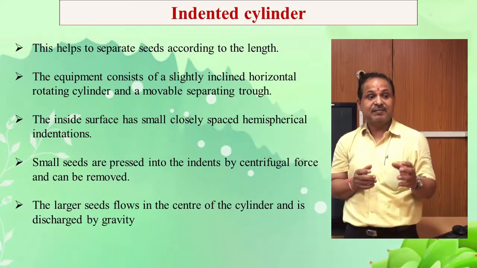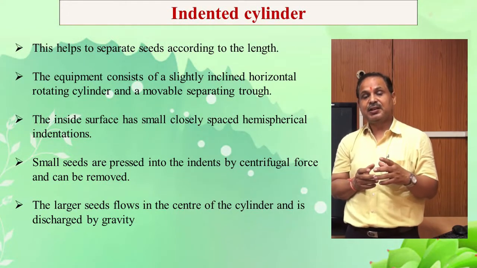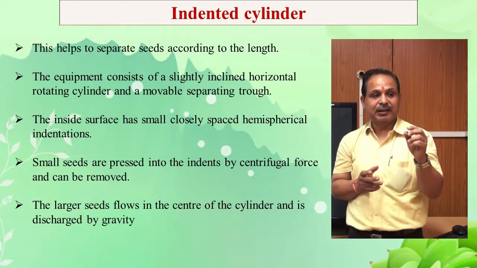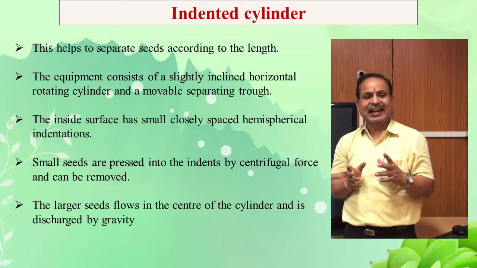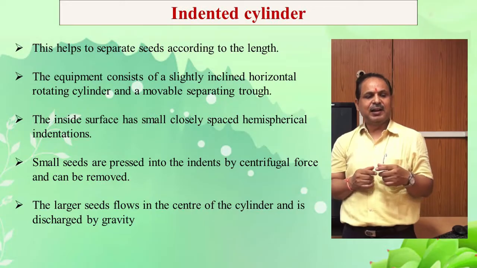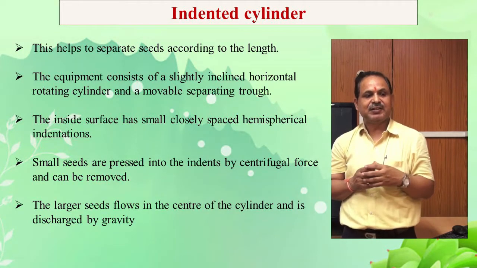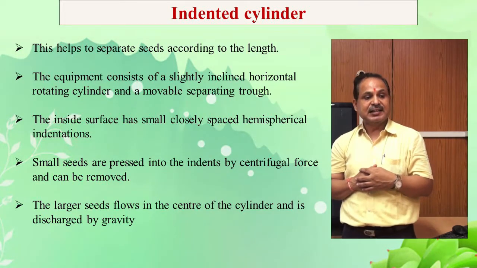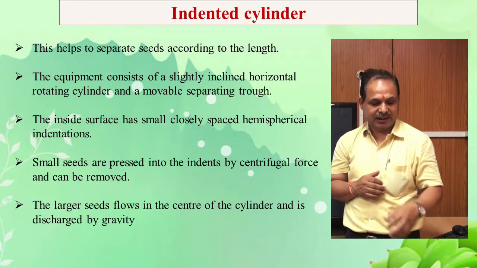Indented cylinder. This helps to separate the seeds according to length. If we separate the seeds as per the length, the indented cylinder is used. This equipment consists of a slightly inclined horizontal rotating cylinder and a movable separating trough. The inside surface has small closely spaced indents. These are some of the specifications of this indented cylinder, and how we can use it is mentioned here in the slides.